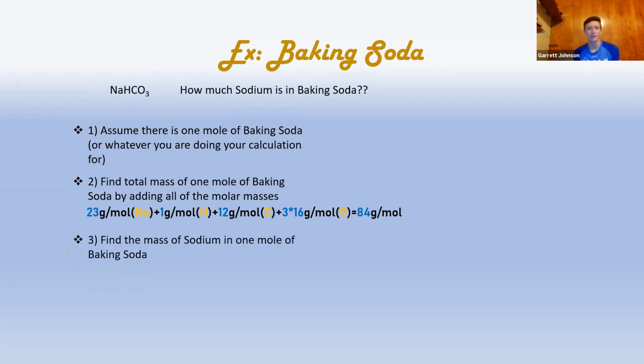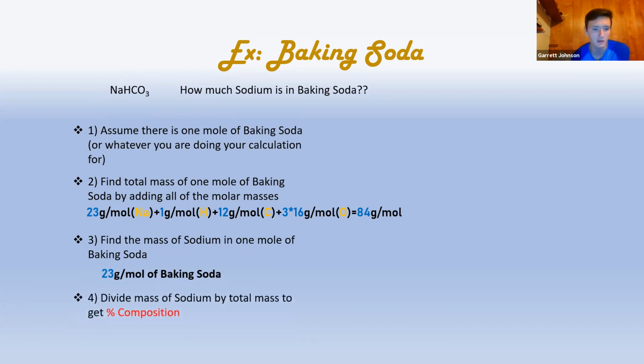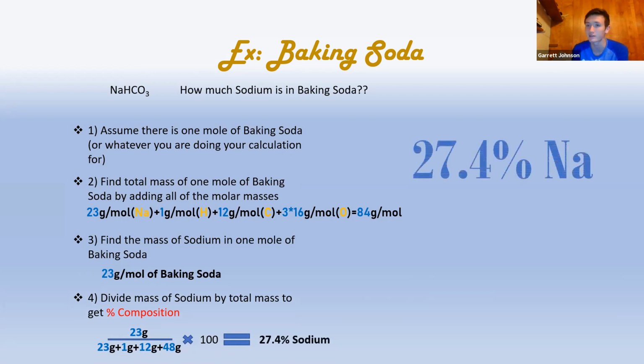So now that we have the total mass, we need to find the mass of sodium in 1 mole of baking soda. Luckily for us, there's only 1 mole of sodium in baking soda. It's pretty easy. It's 23 grams of sodium in a mole of baking soda. Now you divide the sodium by total mass to get percent composition. So you divide the mass that you want, the sodium, 23 grams, divided by the whole thing, 84 grams, and you times by 100 to get the percent. You would get an answer of 27.4% sodium. That is your answer for percent composition of sodium in baking soda.